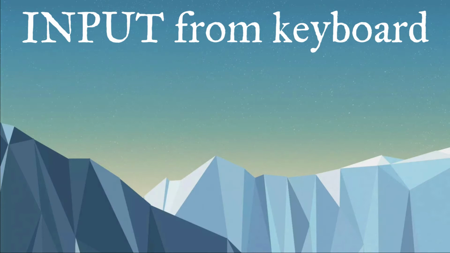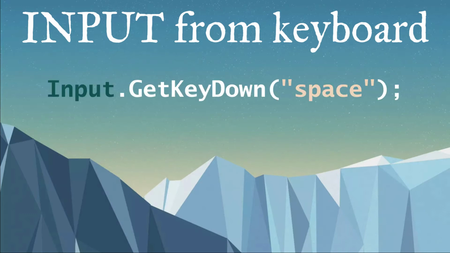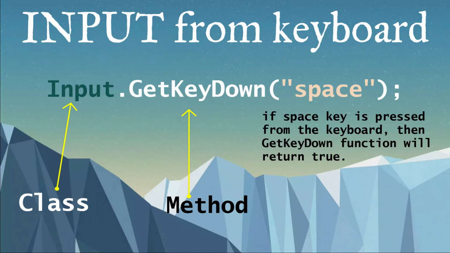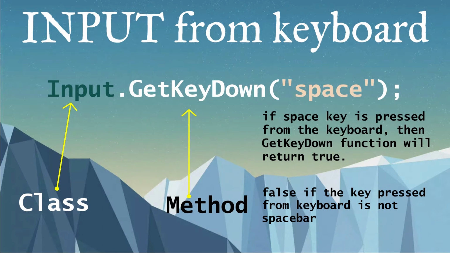Okay, now how will we check the key that is inputted by the player? For this we will use the Input class of the Unity engine. Look at this code. Input.GetKeyDown, space. In this code Input is the class, and GetKeyDown is a method which will return true during the frame the user starts pressing down the key identified by name. In this example GetKeyDown will return true if the player presses the space key, and return false if the player presses any key other than space.